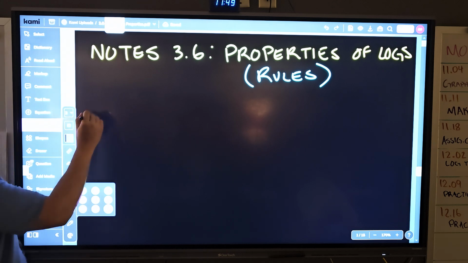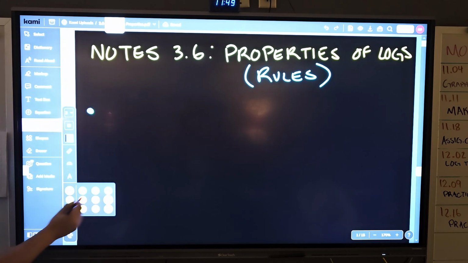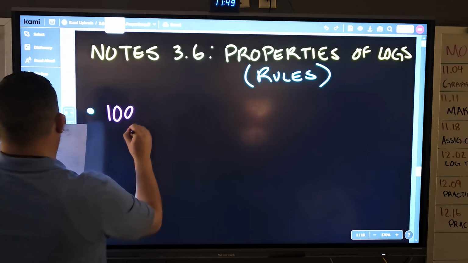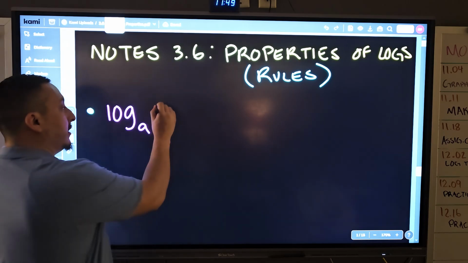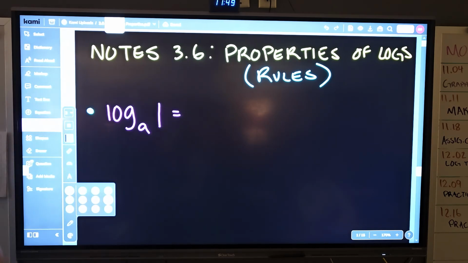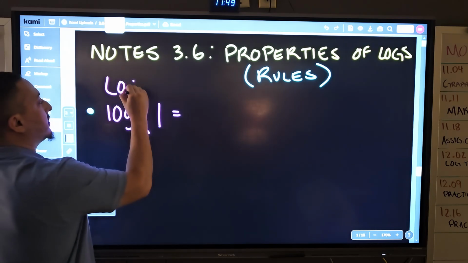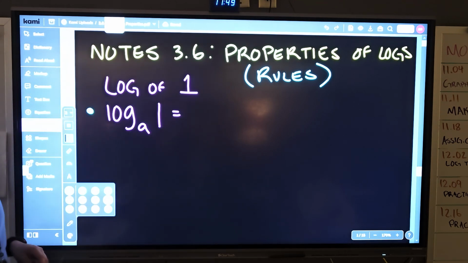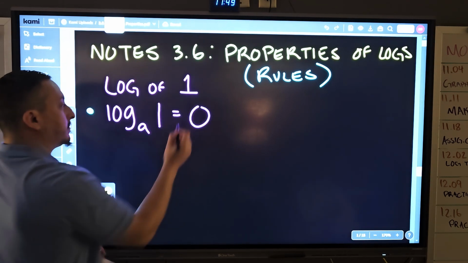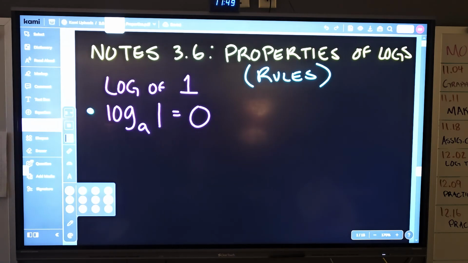So here we go. The first one, excuse me, these are not in any order, they're just in random order. The first one is the log of A, so that means A, any base, any number, 2, 10, e, whatever, of 1. These are not intuitive either. So this one's called the log of 1. If you do the log of 1, the answer is always 0. Okay, so first rule.